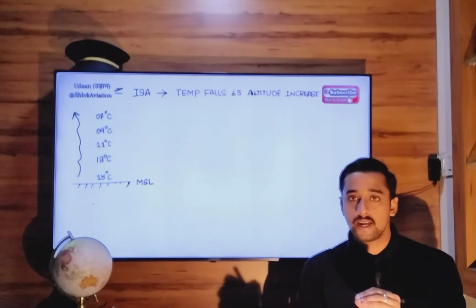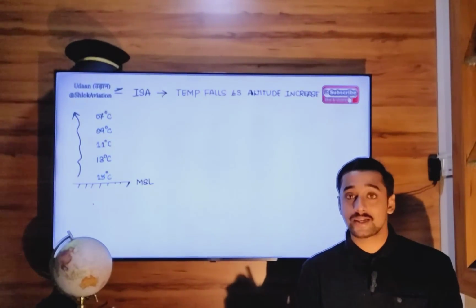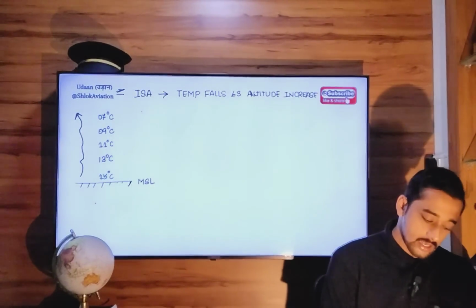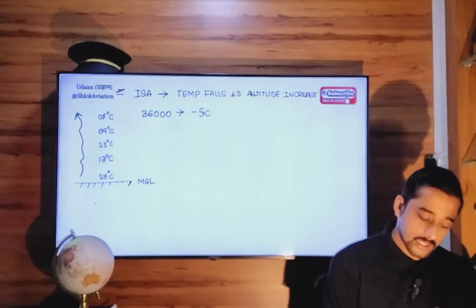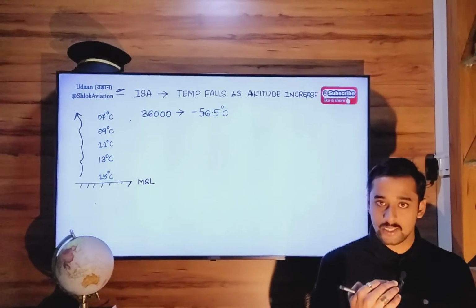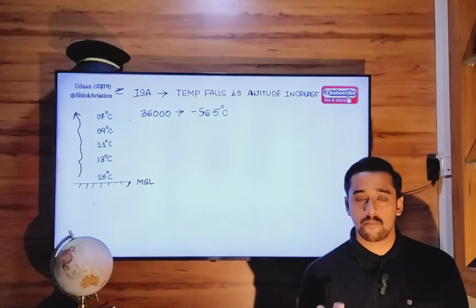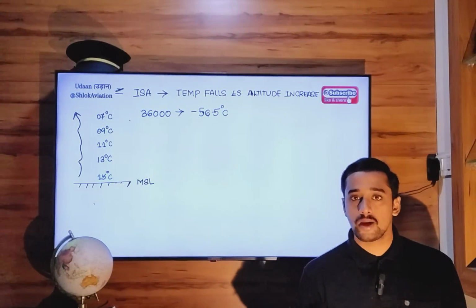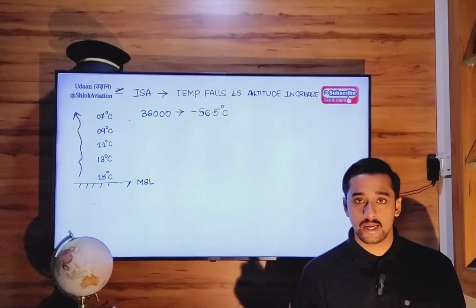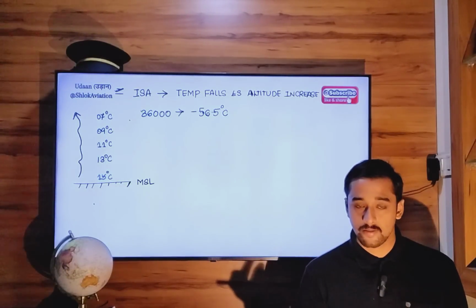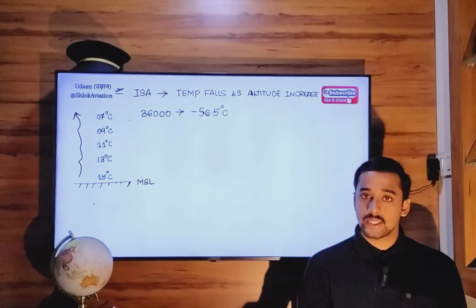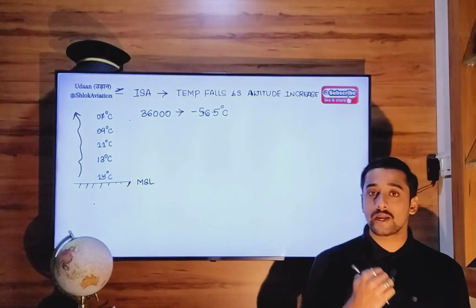Up to 36,000 feet, the temperature will go on decreasing. At approximately 36,000 feet, the temperature reduces down to minus 56.5 degrees Celsius. Beyond 36,000 feet, up to approximately 65,000 feet, temperature remains constant at minus 56.5 degrees Celsius. Above 65,000 feet, the temperature starts increasing. Okay, so this is what ISA says. The temperature falls as altitude increases.